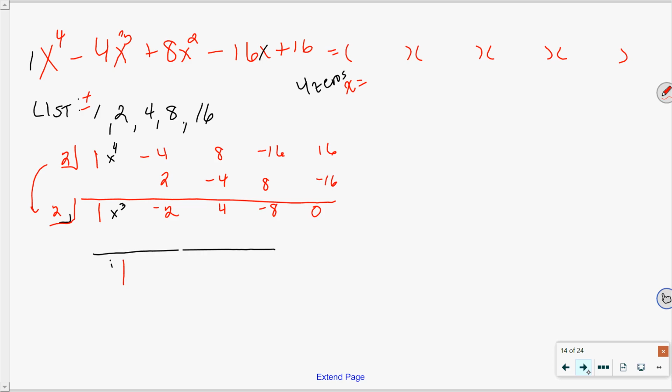So if we do 2 again, look, it works. So let's look at what that means, right? Totally forgot I did that. So let's look at our answer at this point. X equals 2 is my 0. So that means X minus 2 is my factor. This X equals 2 is my 0, which means X minus 2 is my factor again.